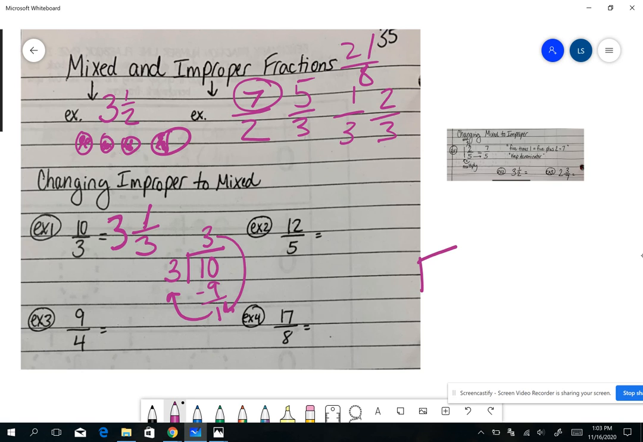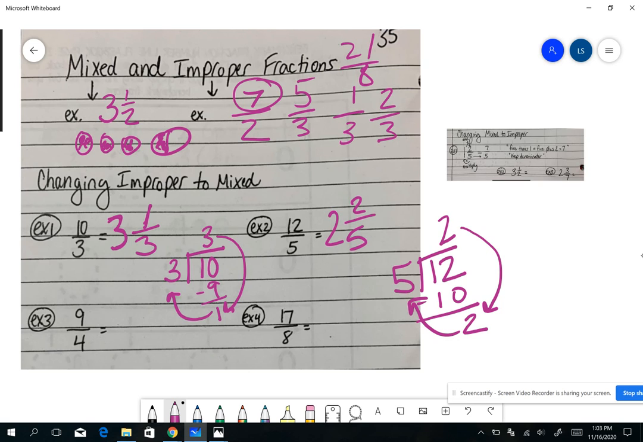So I want to go ahead and put the top number, no matter what, in the house, divided by 5. 12 divided by 5. 5 can go into 12 2 times. I get 2 left over, so I read it like a clock. Start at the top. 2 2/5.